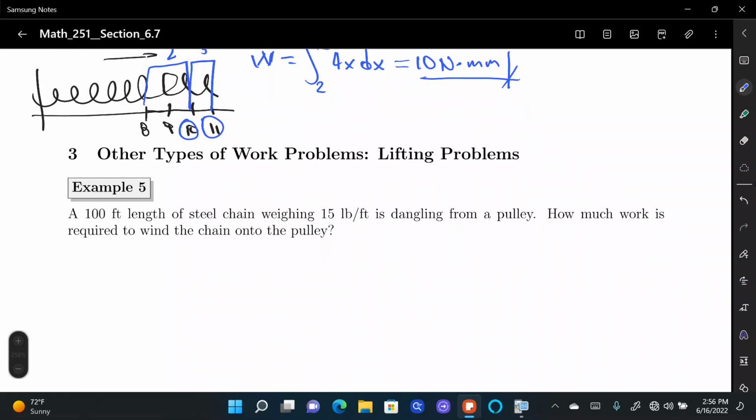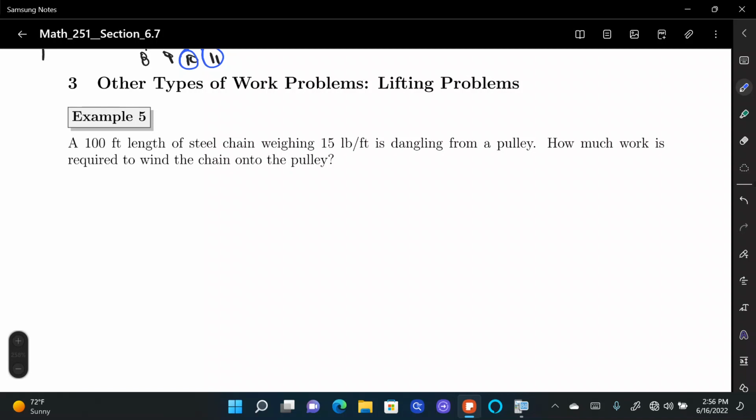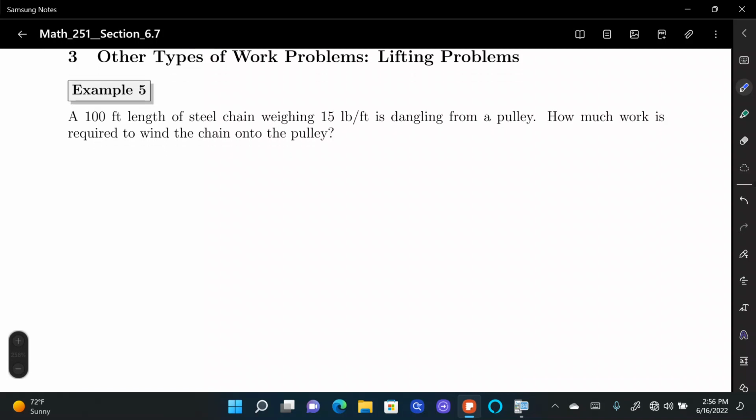All right. So let's see other types of work problems, lifting problems. What's the situation here? So we have 100 feet length of steel chain, weighing 15 pounds per foot. Be careful, because sometimes we think of weight and mass as the same thing, but they're two totally different things.